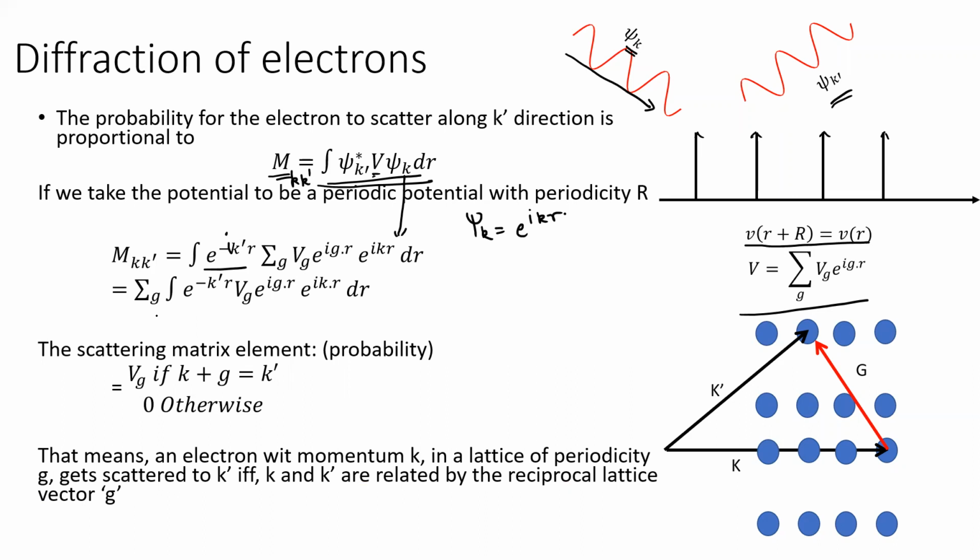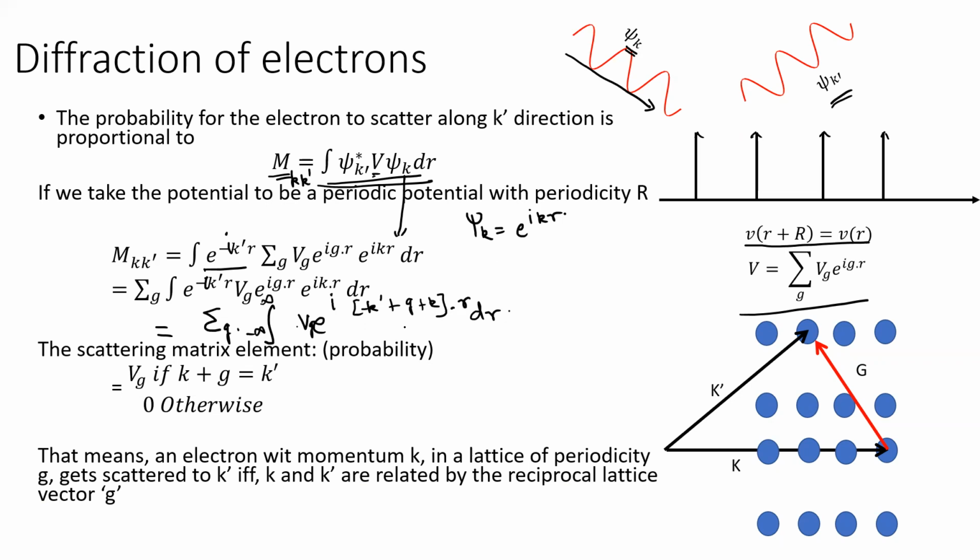It's easy to see that the summation now can go out. So we have the summation outside. We bring the integral inside the summation. We have e^(-ik'r) e^(igr) into e^(ikr), right? So this can be written as the summation over G of the integral of e^(i(-k' + G + k)·r) into V_G dr, and it's easy to see this is from minus infinity to infinity.